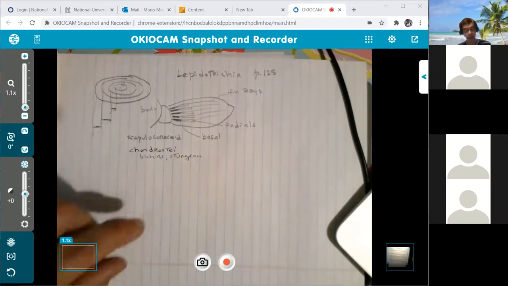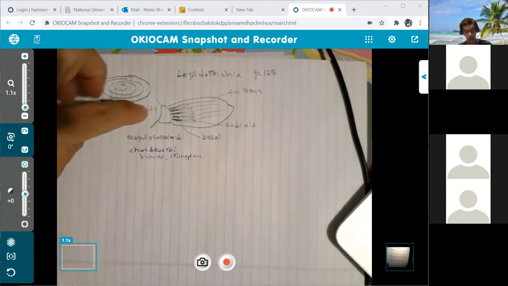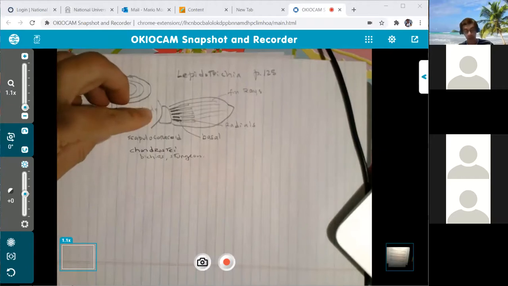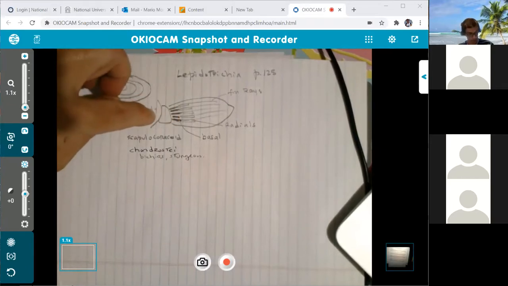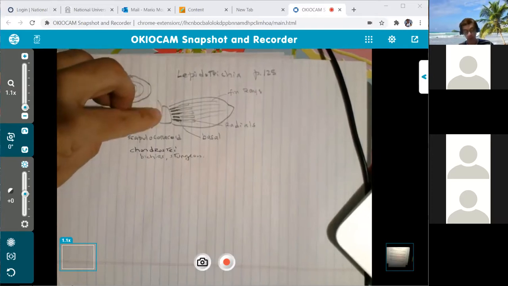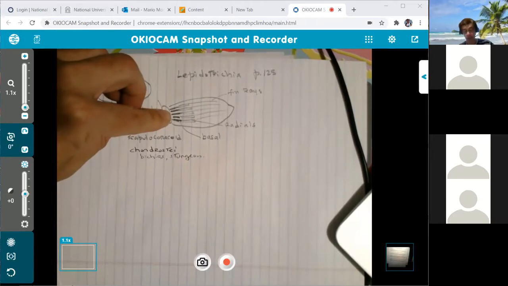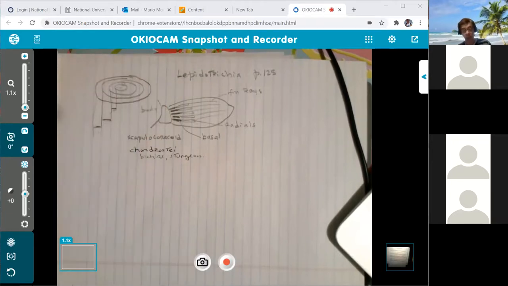So here, in the pectoral and the pelvic fins, the connection with the scapulocoracoid is directly to the basals. So that's the more primitive one.